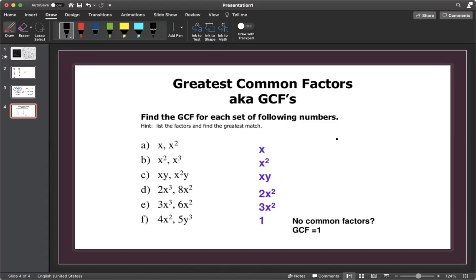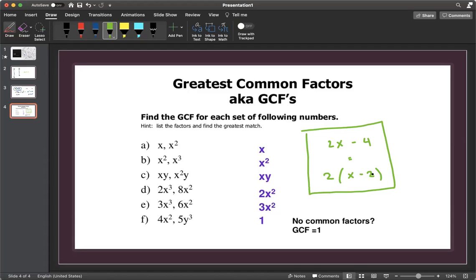So let me do one more example over here. What if we had 2x minus 4? My GCF would be 2. So this would become 2 times x minus 2. And what I want you to know is these two expressions, they are the same. 2x minus 4 is equal to 2 times the quantity of x minus 2.